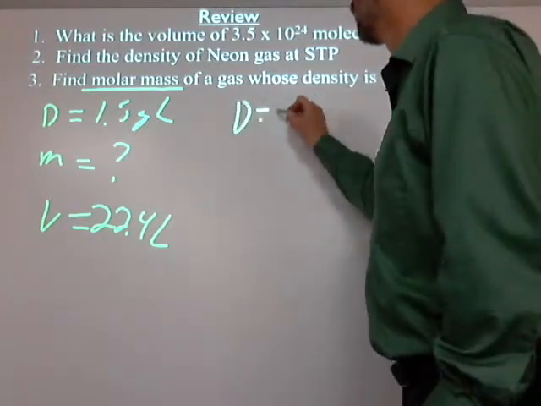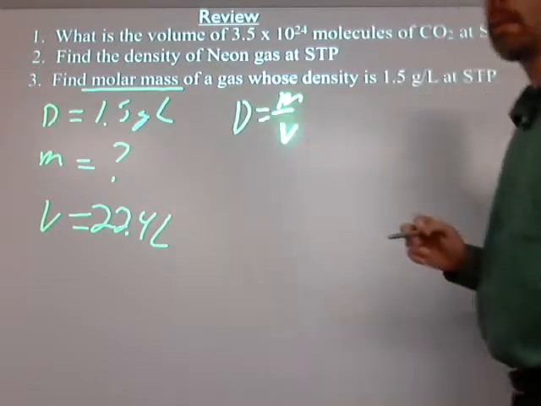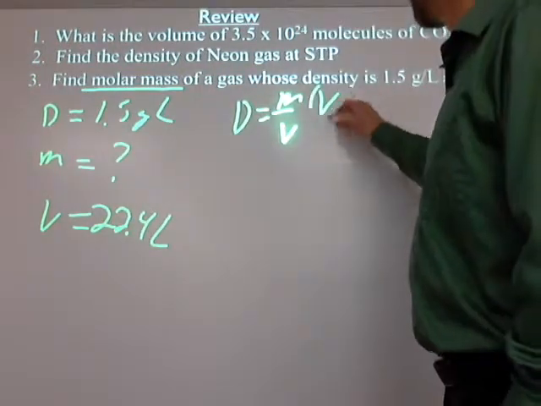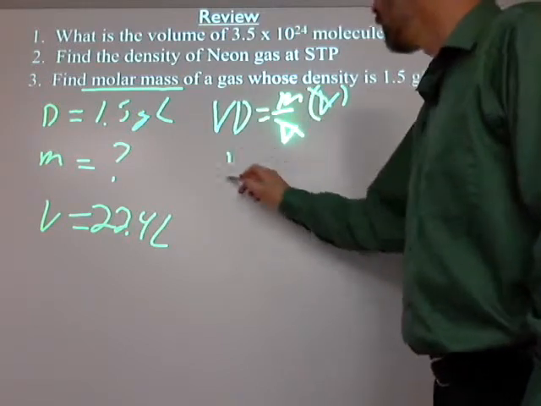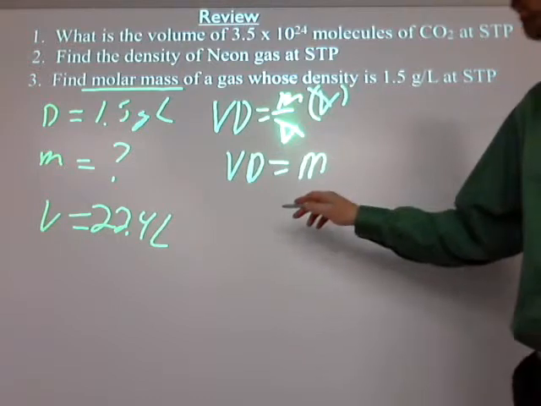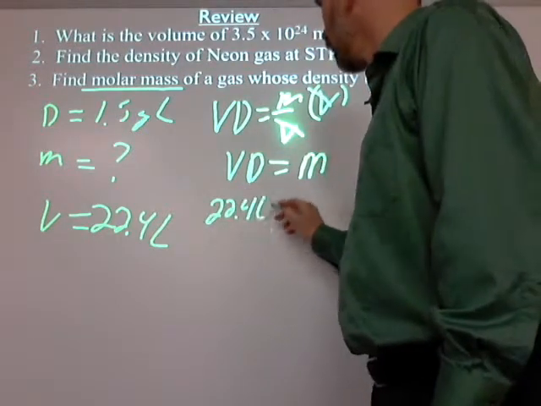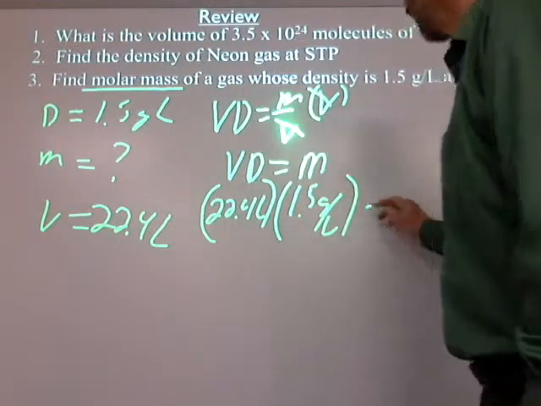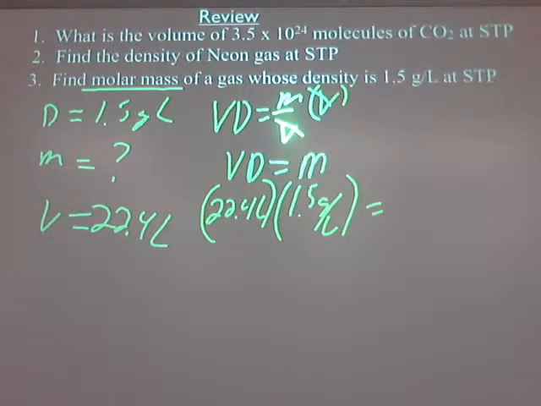All right, D equals M over V, but this time I have to rearrange it. I'm looking for M, so I will multiply both sides by V. V times D equals M. Plug my numbers in. V is 22.4 liters. D is 1.5 grams per liter. Do be careful here. There's one more thing you might do wrong here. I didn't ask you to do it in this one.